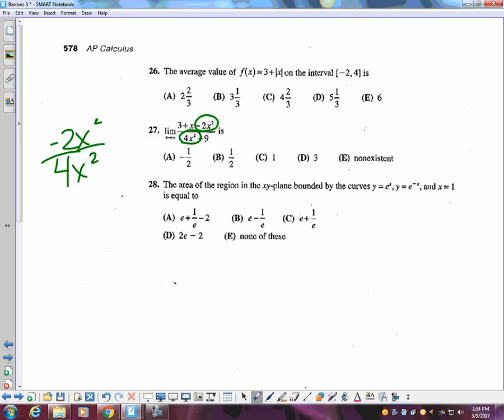Now, hold on a second. What happens, like right here? I haven't hoppy-toaded anything. The x squared's cancel, and what do you have? Done.